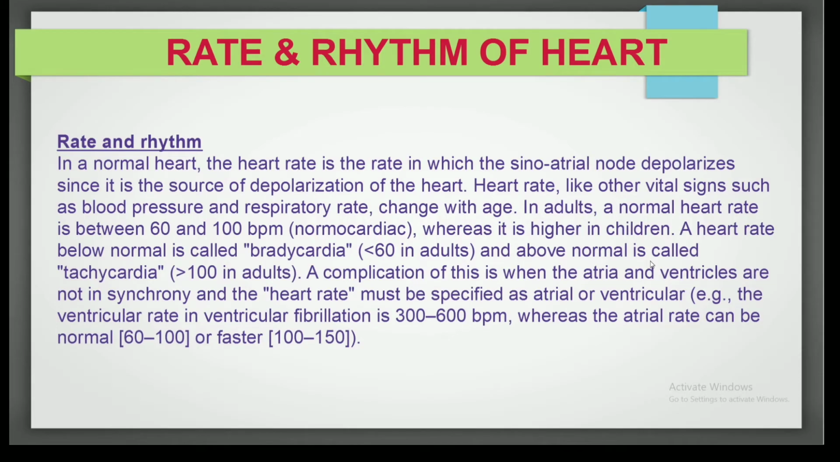Then I come to the rate and rhythm of the heart. In our heart, there is a pulse rate or heart rate. Our normal heart rate is 60 to 100 beats per minute. But if there is below 60 beats per minute in an adult, this is called bradycardia. And if there is more than 100 beats per minute in an adult, this is called tachycardia. But in children, their heartbeat is faster than in adults.